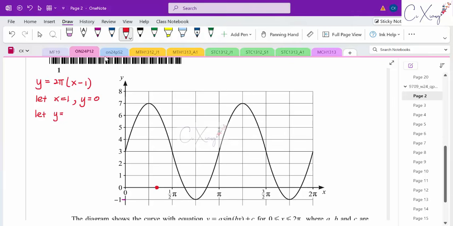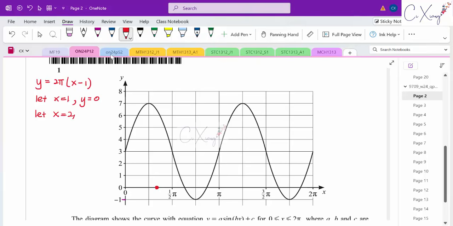Maybe if you let y equals to 3, what do I get? Yeah, I'll get a very weird value, right? Okay, so maybe I let x equals to 2. Or I let x equals to 3. So if I let x equals to 3, I'll be having y equals to 4 pi, which is also out of the range already. Okay, so I put x equals to 2, better.